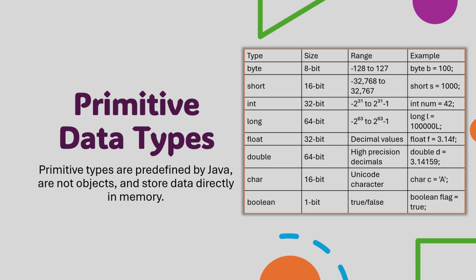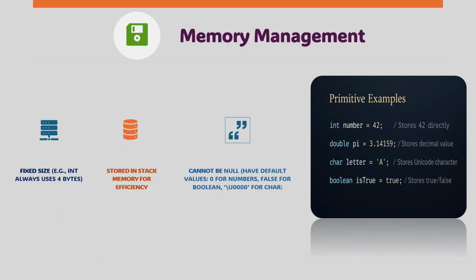So we move on to how primitive data types are managed in the memory. Like we said, they have fixed size. They are stored straightforward. If you declare a variable of integer 42, it stores integer 42 directly. When you store a double value of, let's say, 3.14159, it stores it straightforward. The same goes for the character data type as well as the boolean data type.